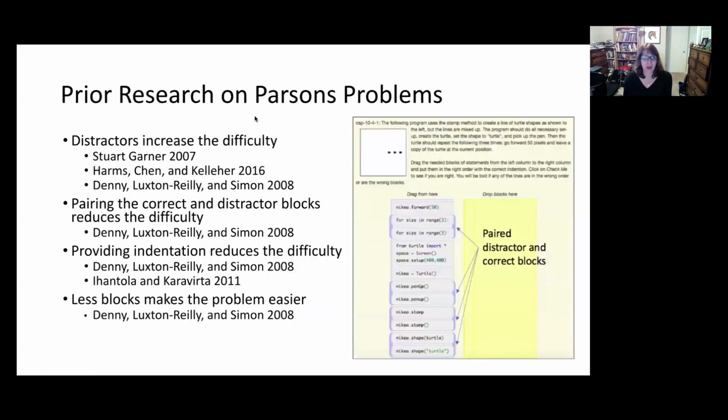So some of the prior research on Parsons problems that I learned from when I was starting my PhD was that there were some things known about them. We knew that most students thought they were useful, and that distractors increase the difficulty of the problem. But if you pair the correct and incorrect distractor blocks, that's easier on people than randomly mixing the distractors in. Providing indentation reduces the difficulty, and fewer blocks versus more blocks reduces the difficulty.